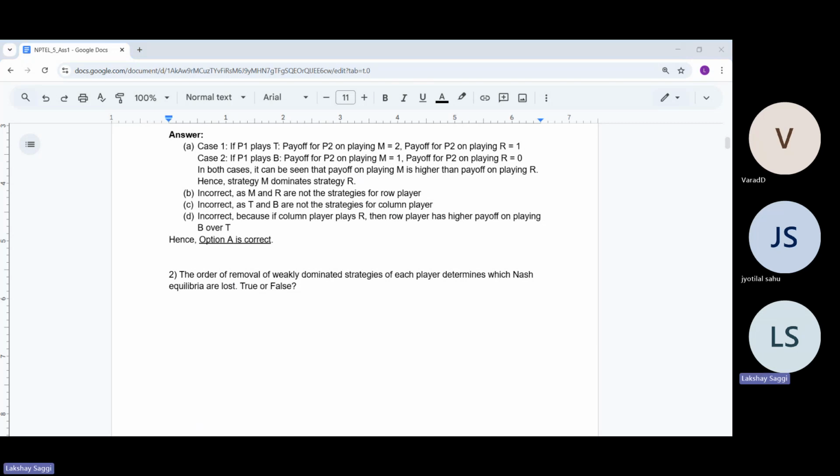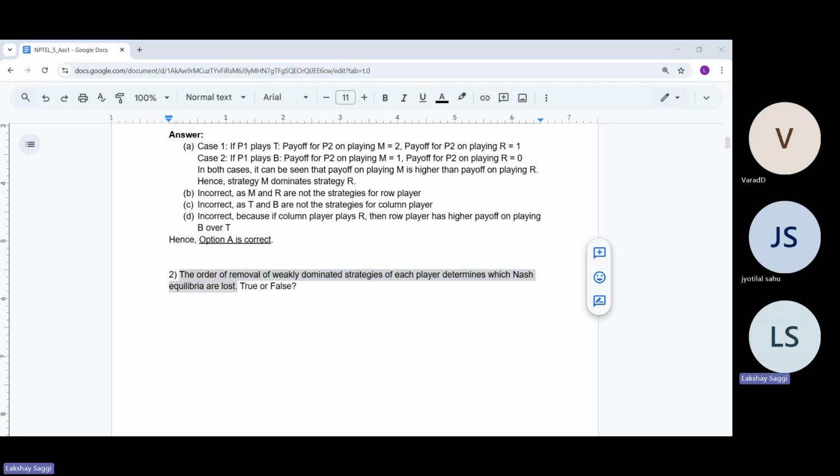So any guesses or any ideas? What do you guys think? Note that obviously there can be more than one Nash equilibrium. I think this has been covered in the lectures, that there can be more than one Nash equilibrium in a two-player game, in any game. And now, on removing weakly dominated strategies, it may be possible that we might remove some Nash equilibria. And the Nash equilibria which are lost depend on the weakly dominated strategy which we are removing.